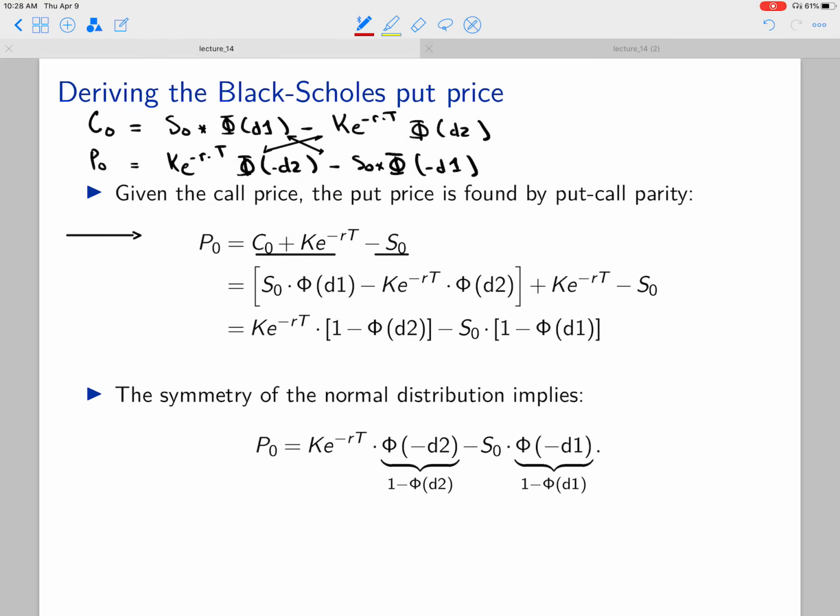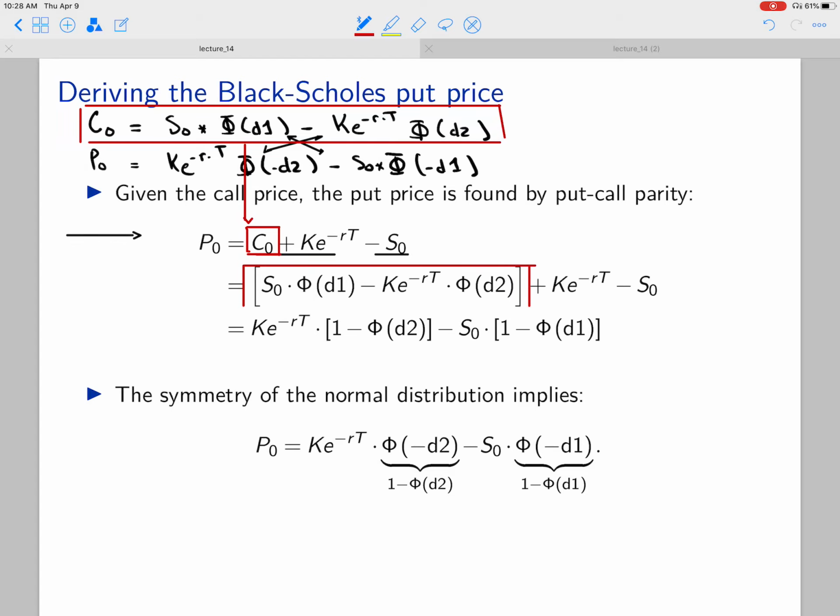What we do in the second line of this equation is we just assume we know the Black-Scholes call option price, and we plug in the formula for C0. So we take the Black-Scholes call option price formula, we plug it into C0 down here, and this is going to be the term in the brackets, and it's just going to be a simple substitution in the second line.